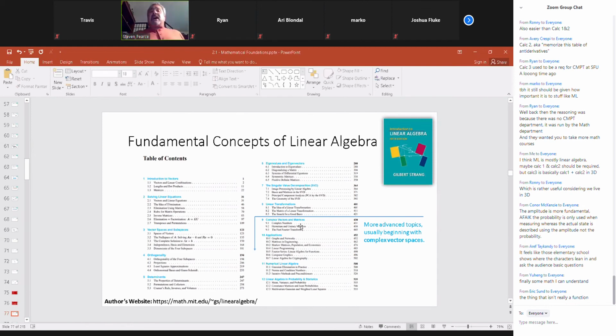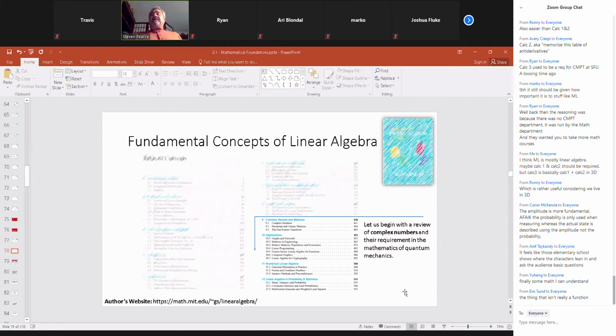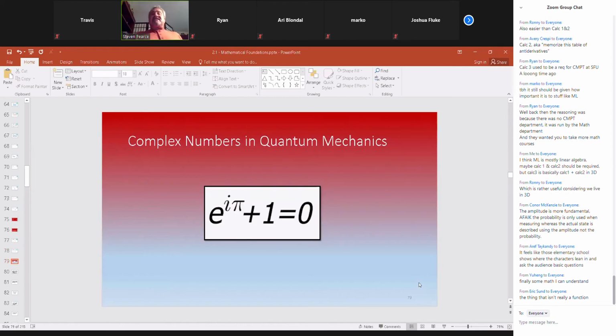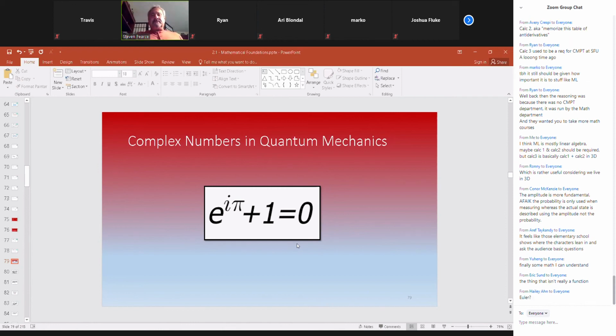The more advanced topics, right away they start with complex vectors and matrices, all right? So, it's complex vector spaces, really. And so let's get back to something simple like, well, start with complex numbers. You all know why they're there, where they came from. Anybody know what this equation's called? Euler's equation. Euler's equation for a very special value of theta equals pi.